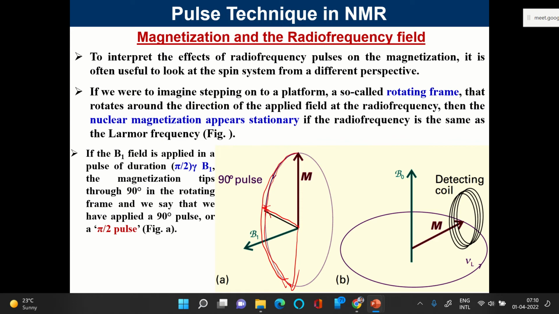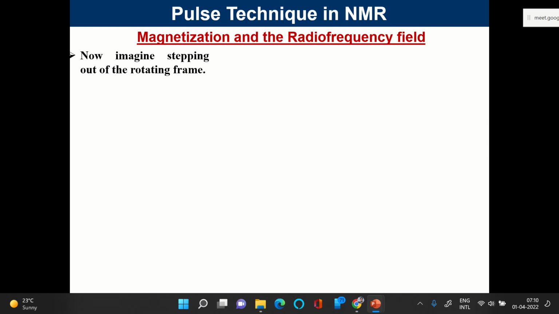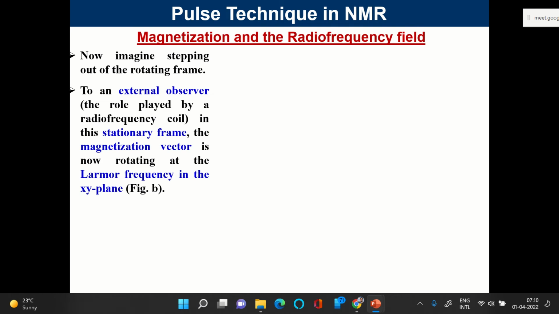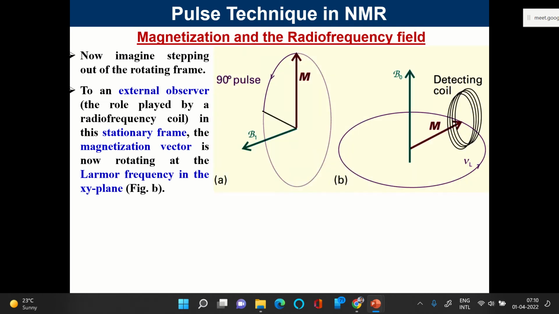These are the things that we discussed yesterday. Then we again come out of this rotating frame of reference and become an observer in the lab, and place a coil. From the decay of the magnetization vector, the relaxation of the magnetization, a signal will be induced in the coil, which you can detect and get a spectrum on the reference.